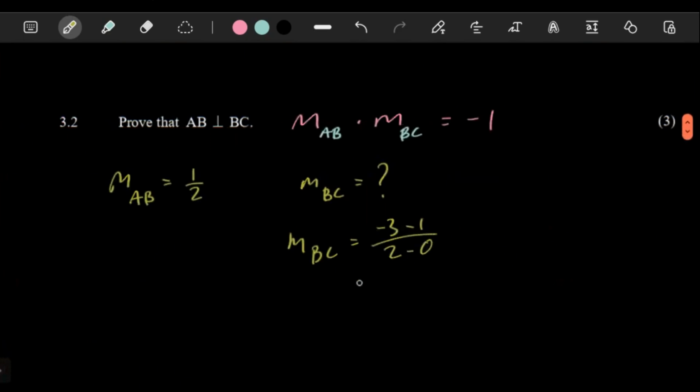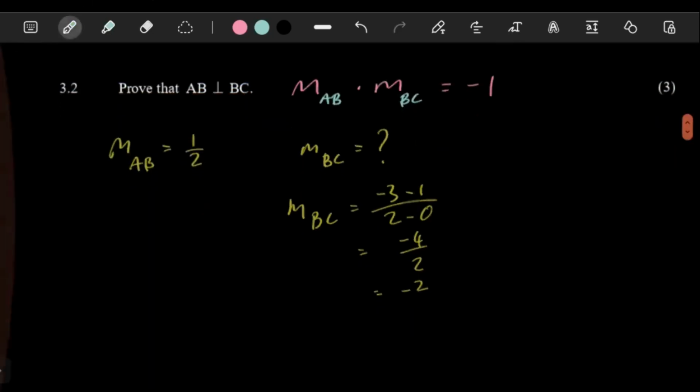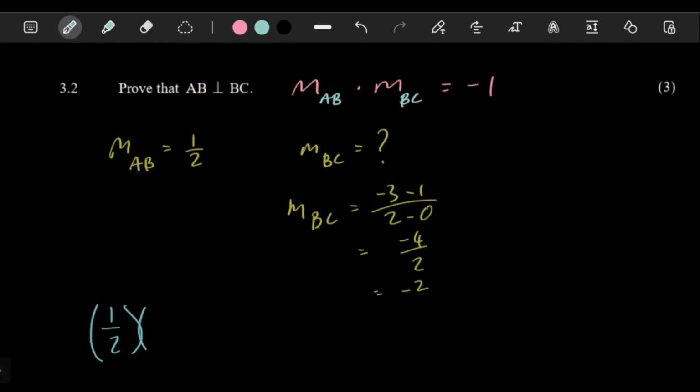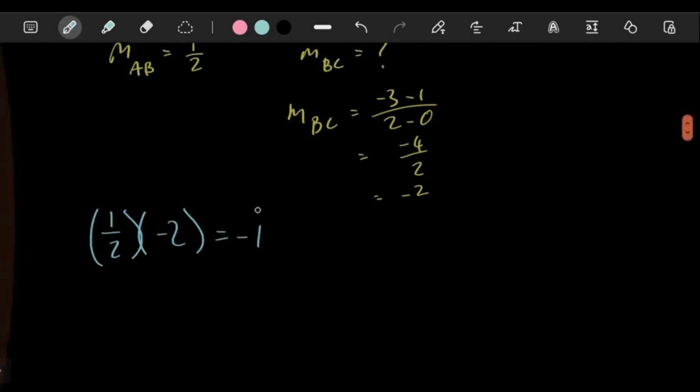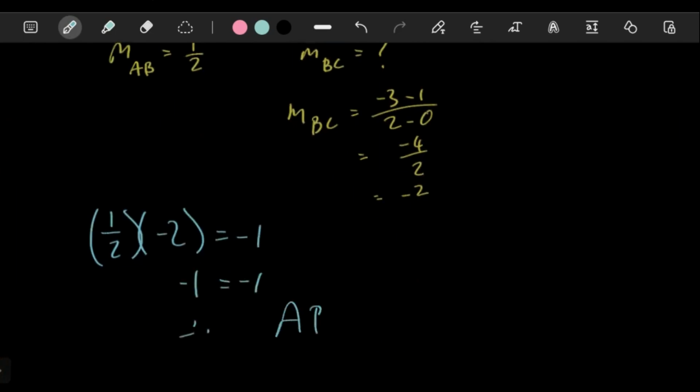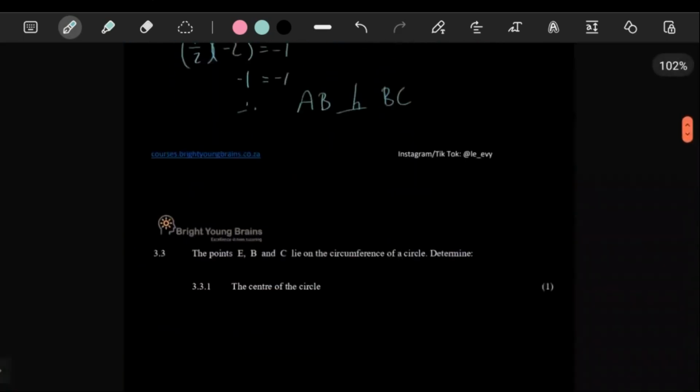2 minus the 0. And then you're going to have here minus the 4 over 2 minus 2. Now, all this being said, the gradient of the first one is a half. The gradient of the next one is -2. As long as you're sure that this equation balances out, you can say therefore AB is perpendicular to BC, because perpendicular lines have gradients that should give you a product of -1 if you multiply them.